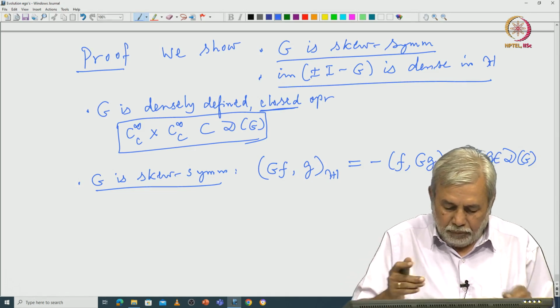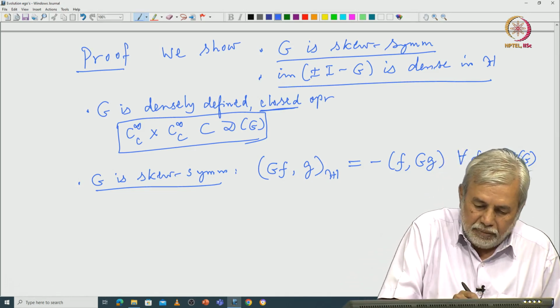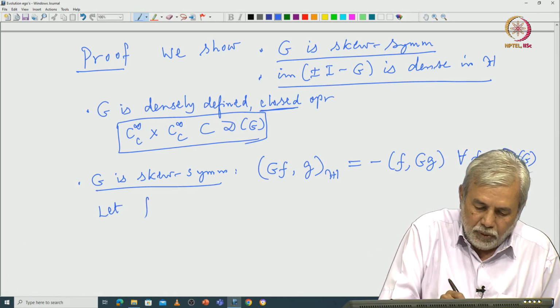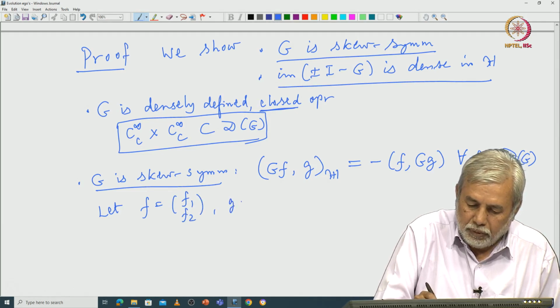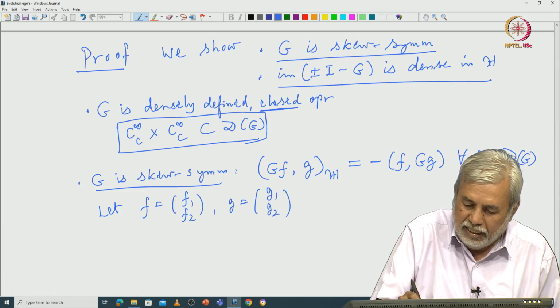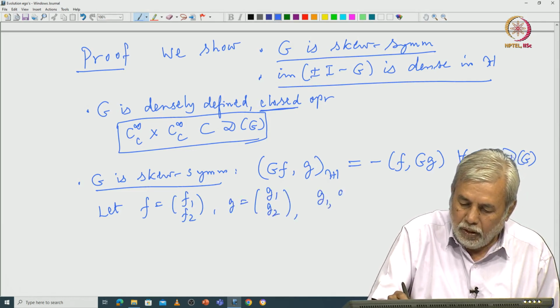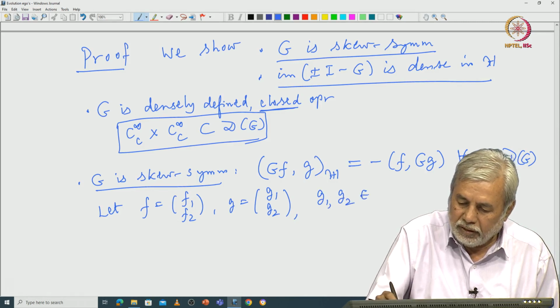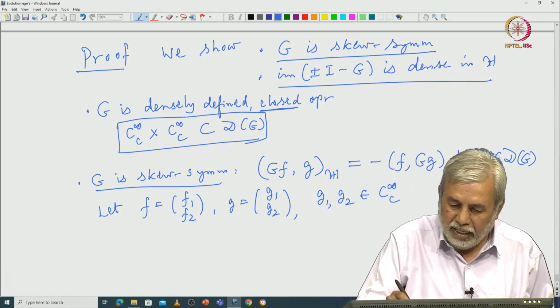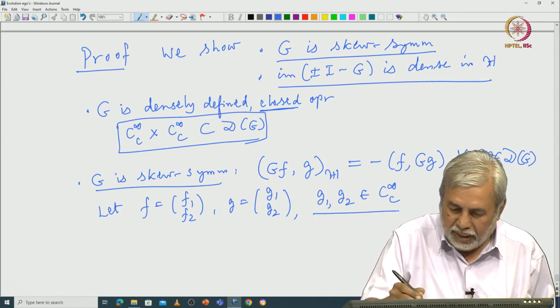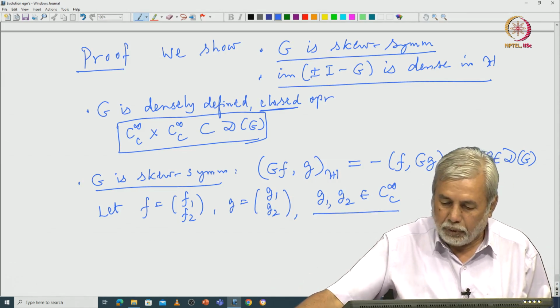So, for that you just take, let f equal to (f1, f2) and g equal to (g1, g2). So, to begin with I take this g1, g2 to be smooth functions. I want to integrate by parts. So, that is where I need, but they are dense. Okay. So, that is what we are going to use.